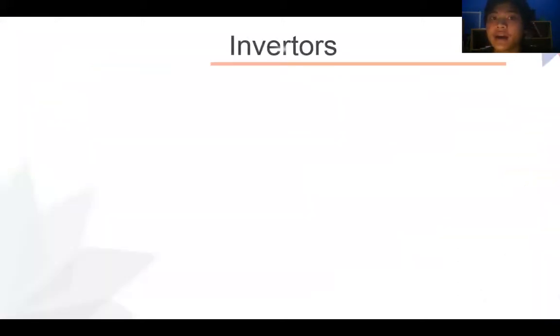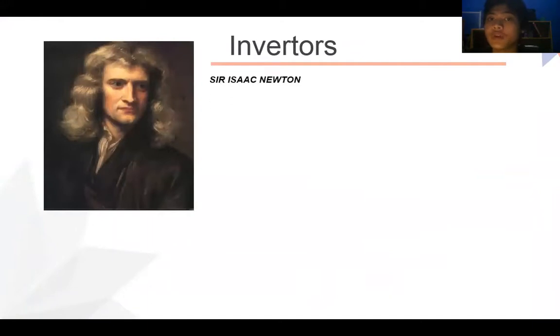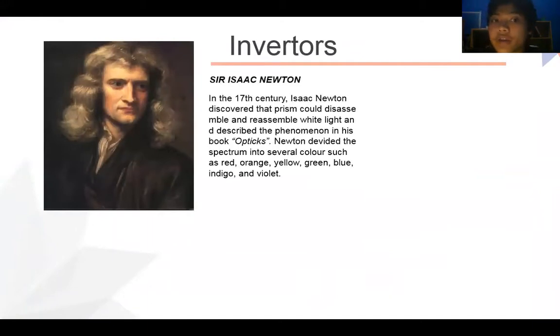The next is inventors. An inventor of visible light is Sir Isaac Newton. In the 17th century, Isaac Newton discovered that a prism could split and resemble white light, and described the phenomenon in his book Optics. Newton divided the spectrum into several colors such as red, orange, yellow, green, blue, indigo, and violet.